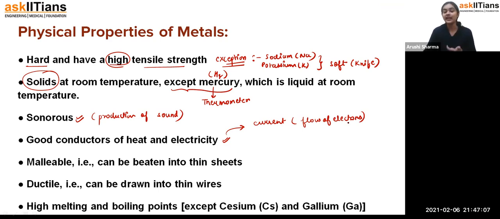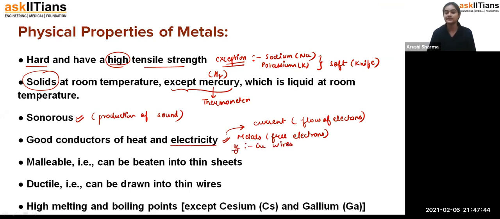Now, students, as we have seen, metals lose their electrons, so that means they have free electrons. So these free electrons just start moving, and when they start moving, there is a flow of current. And when the flow of current is there, there is electricity. And that is why we call them good conductors of heat and electricity. Fine. So that is why, students, we use copper wires in our houses for electricity purposes.